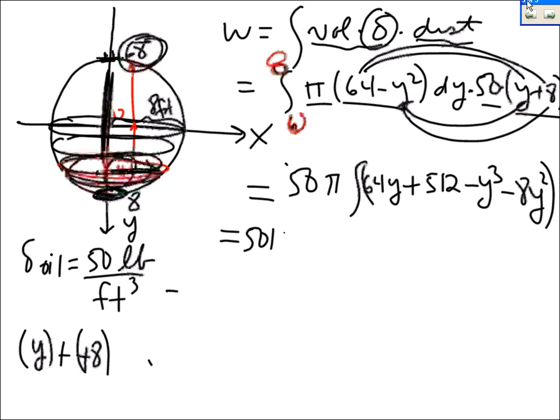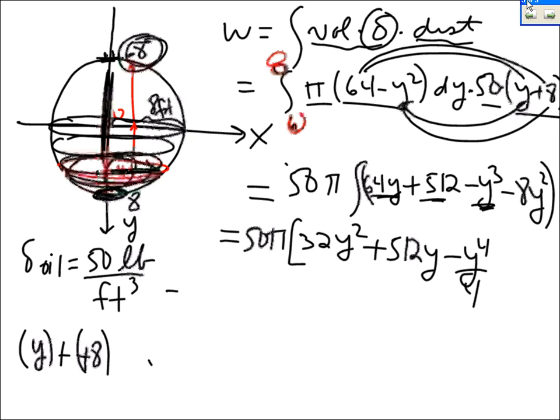So this is 50 pi. Integral of this is 32y squared, or 64y squared over 2. Is 64 over 2 is 32. Plus the integral of that is 512y minus y to the 4 over 4 minus 8y cubed over 3. And we evaluate from 0 to 8.